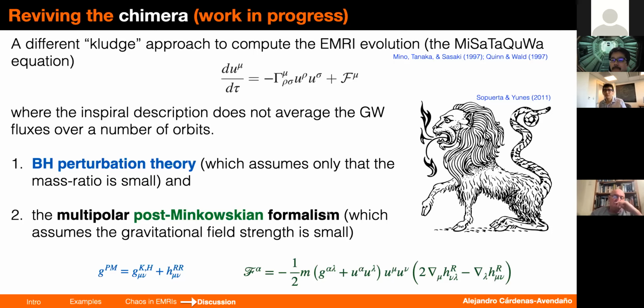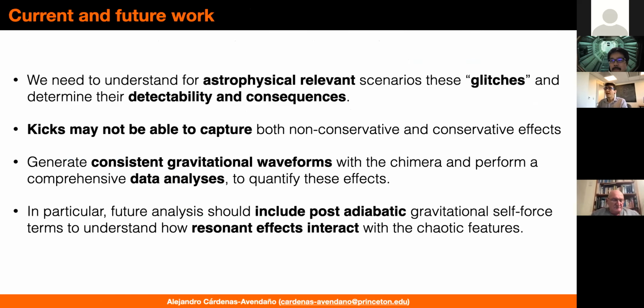So I don't have results yet, changing this approximation to try to capture, as I said, non-conservative and conservative effects, both. Perhaps with the chimera, we might be able to do that because of the way this allows us to do that. So just to summarize, I believe we need to understand the astrophysical relevance of these types of effects and glitches that were shown this year nicely by Kocsis's group, and determine their detectability and consequences.